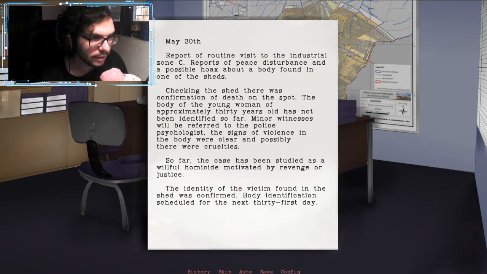Okay, let me see. In 30, part of a routine visit to the industrial Zone C. So let's keep in mind, Zone D is the cartel drug place. Reports of peace disturbance and possible hoax about a body found in one of the sheds. Peace disturbance. We're back to the peace disturbances.